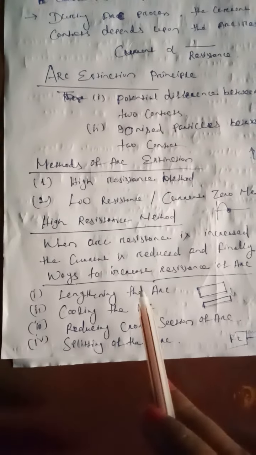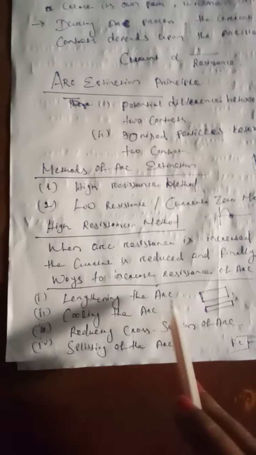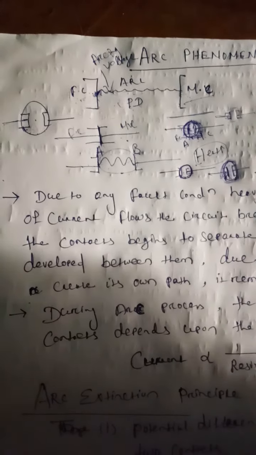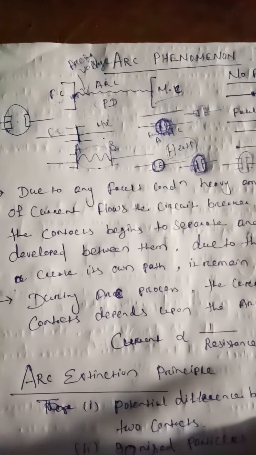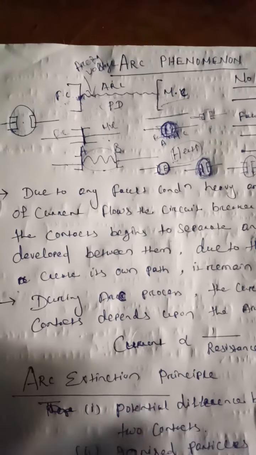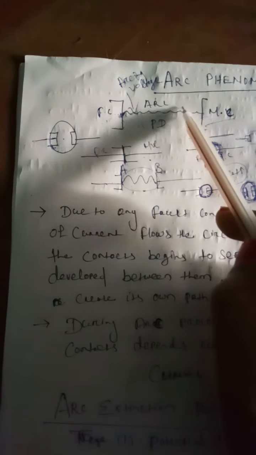There are four methods. First method is lengthening the arc. Means if we lengthen the arc, then we achieve high arc resistance, so current is also reduced, and we finally interrupt the arc. Second method is cooling the arc. Cooling the arc means if we follow any method for cooling the arc, we can achieve high arc resistance.